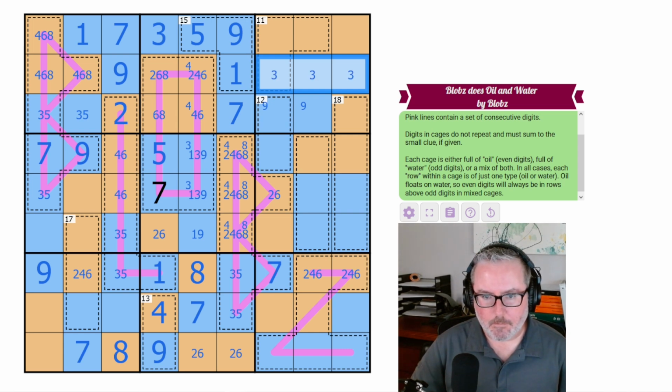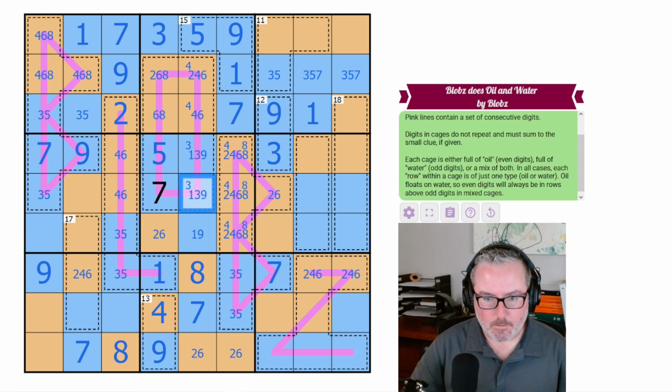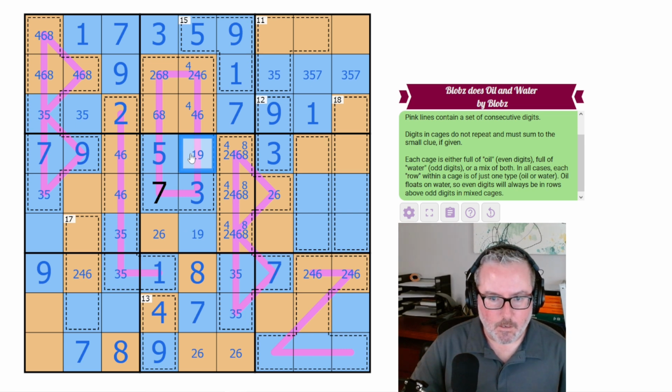They have to be from 3, 5, and 7. This can't be 7. So these are 1 and 9. And this can't be a 1. So this is 9. This is 1. This is 3. This is 3. Click. That 9 also clears this. So that's 1 and 9.